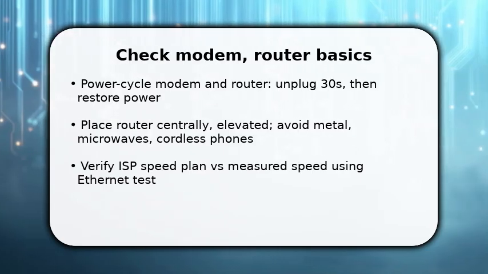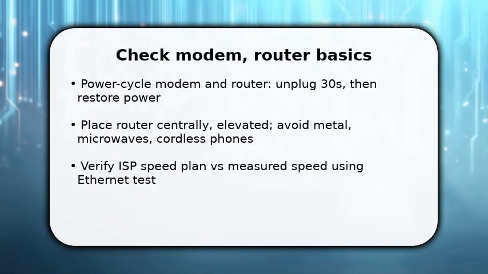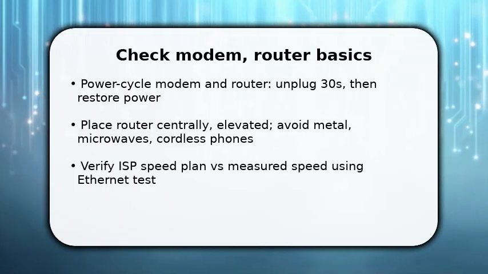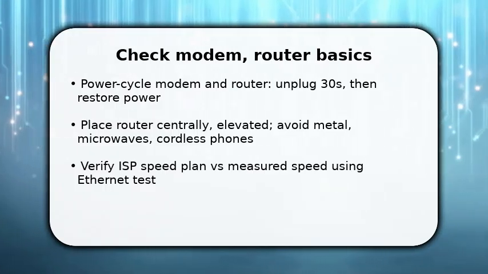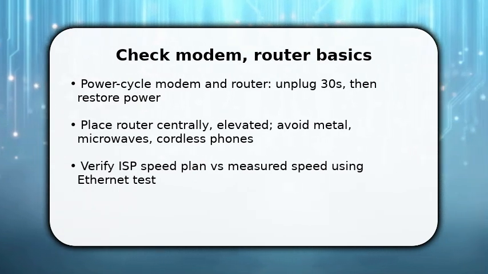Once done, reposition the router centrally and higher, away from metal surfaces and microwave ovens, because physical obstructions and interference greatly reduce range and throughput. Make sure firmware is up to date, so the device handles modern traffic efficiently.